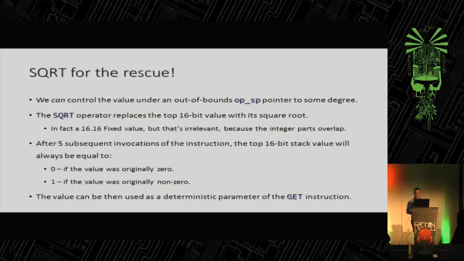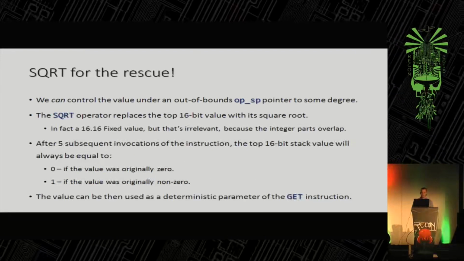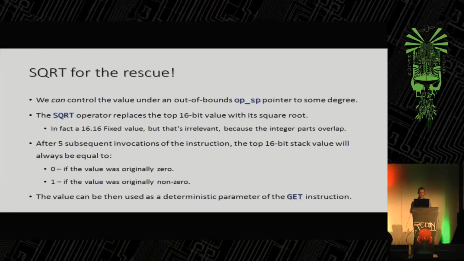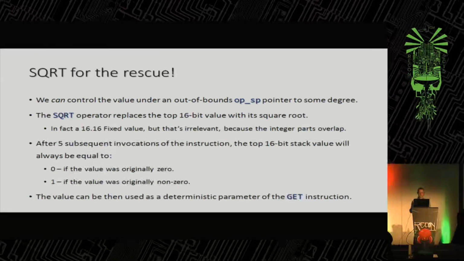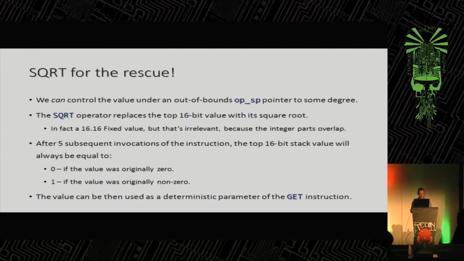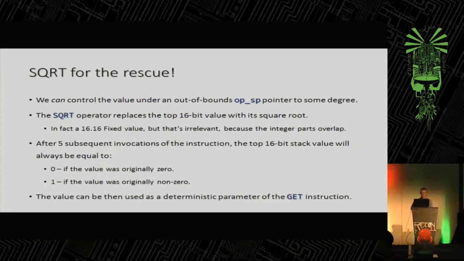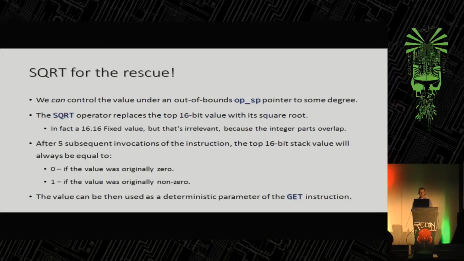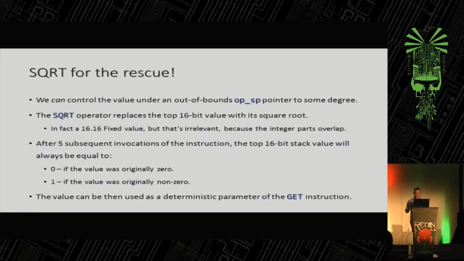However, there is a much smarter way to do it, because we actually can control the value somehow, which is basically directly under OPSP, and this is the square root instruction. What the square root instruction does is that it just puts a square root of the previous value on the stack in place of the old one. So the idea is that after 5 subsequent invocations of the instruction, whatever was originally on the stack, we end up with either 0 if the original value was 0, or 1 if the value was non-zero. This is kind of obvious.